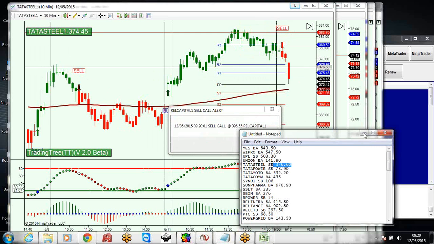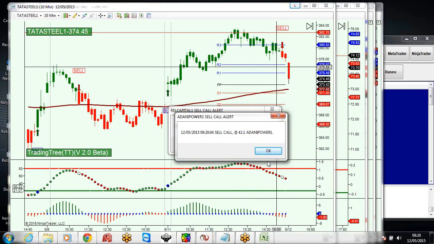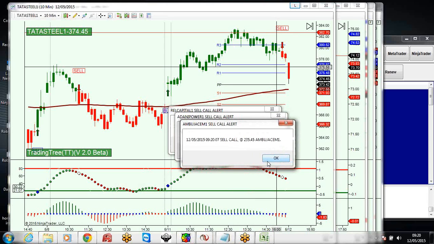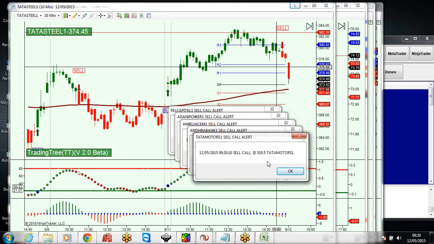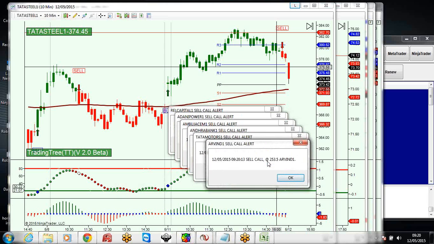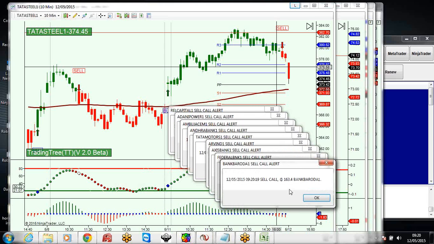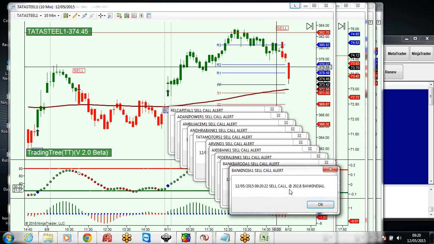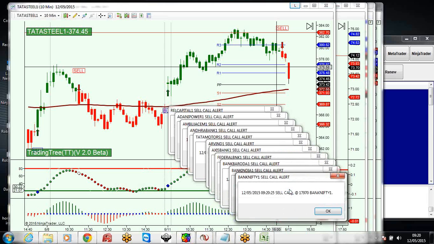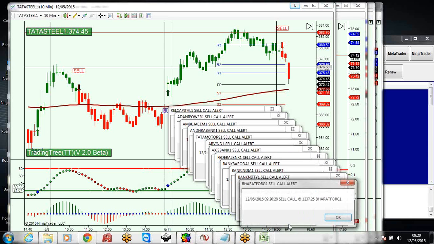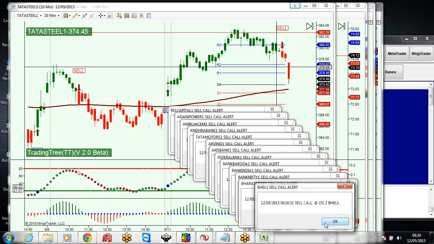So there is a sell call in ADN. There is a sell call in AMBUJACEM1. There is a sell call in ABHIM1. There is a sell call in Addons1. There is a sell call in BAFKBAROBA1, BAFJIMBIA1, BAFQNIFTB1, BHARATFORG1, BHEL1, and several more.